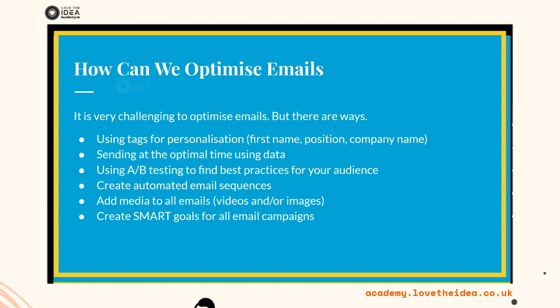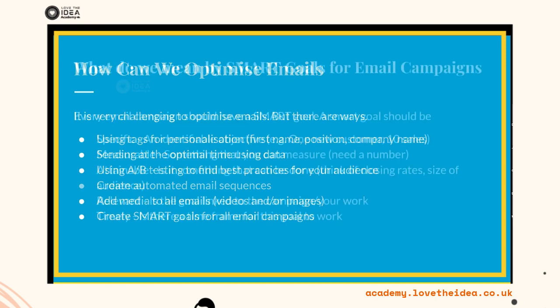And if you do 3 or 4 days of tests and you see that there's a correlation, they like to have their name included, but they don't like a question mark, then you can use that to refine your tactics further on and improve campaigns further down the line. Create automated email sequences, which we've just talked about, and add media to all emails, so videos and images, and then create SMART goals for all email campaigns.